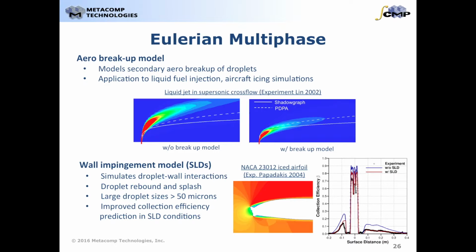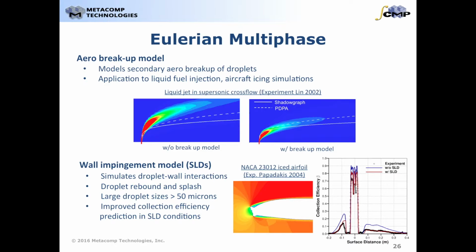The wall impingement model for supercooled large droplets simulates droplet wall interactions, including the effects of droplet rebound and splash. The SLD model is applicable to droplet sizes greater than 50 microns. SLD modeling can significantly improve prediction of the collection efficiency, which is an important parameter in computing ice accretion.